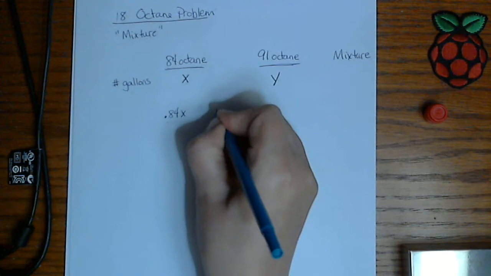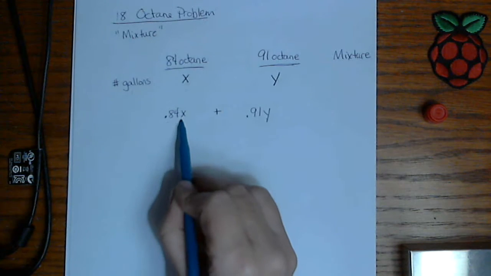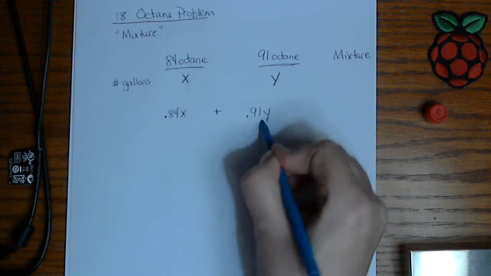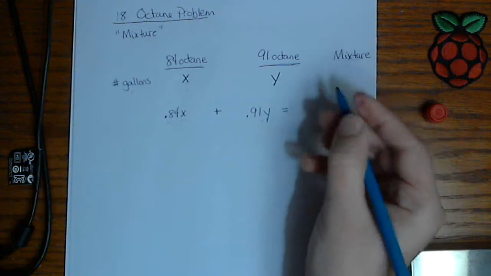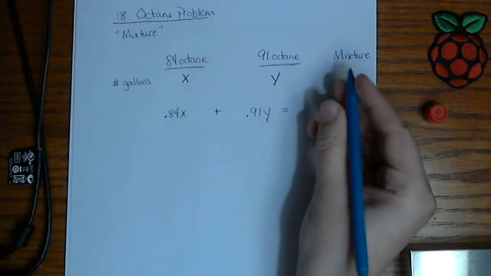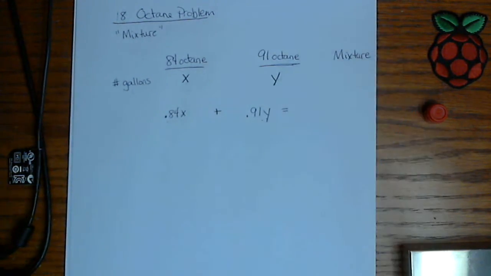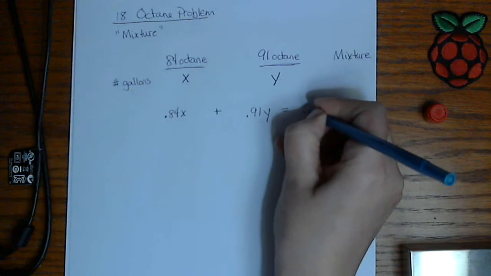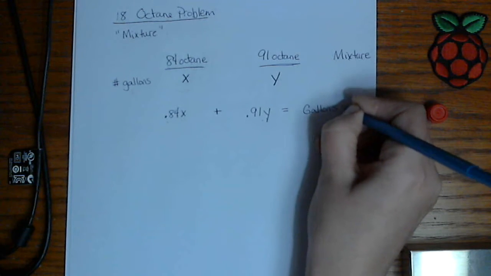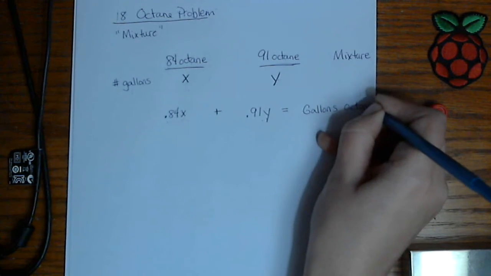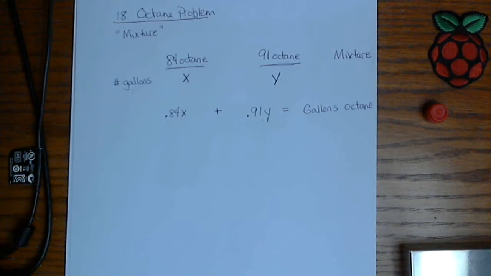So our mixture is going to have this much octane plus that much octane, and that's going to give us the number of gallons of octane. I'll just let it be a phrase for now: number of gallons of octane in the entire thing. So that's the expression that they want in Part A.